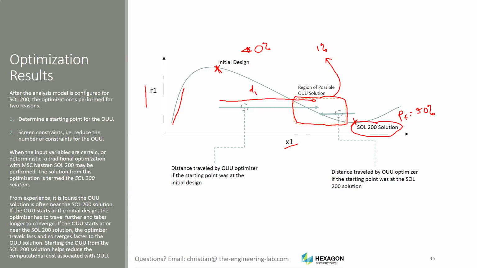Now, suppose we start the OUU from the Sol 200 solution here on the right. Notice the distance the optimizer has to travel to the OUU location of the optimal solution. We'll call this distance D2. You can find that distance D2 is actually a lot shorter than distance D1. So basically, if we start with the Sol 200 solution, the optimizer has to travel a shorter distance than if we started at the initial design.